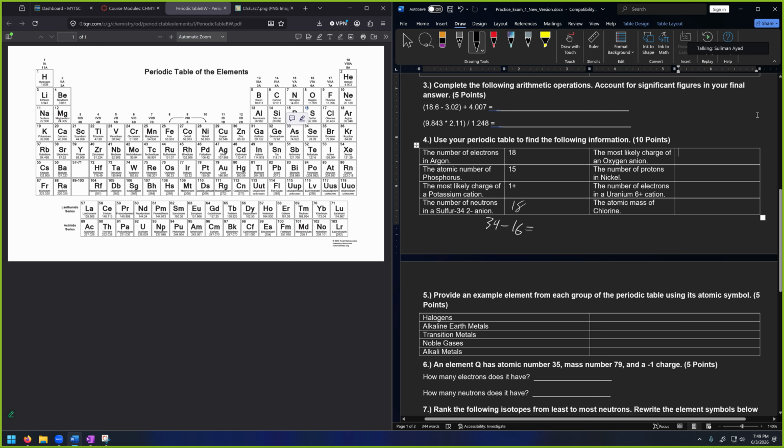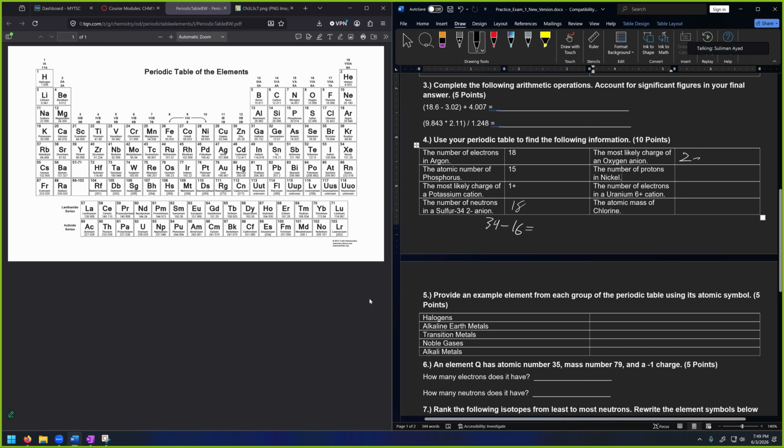Okay. Most likely charge of an oxygen anion. Anions are the opposite of cations. Since cations are positive, anions must be negative. Oxygen is this element right here. It is two columns away from the noble gases here. Noble gases always have a charge of 0. The halogens are 1 minus, and then that means oxygen and its group are all 2 minus. So the most likely charge of an oxygen anion should be 2 minus.